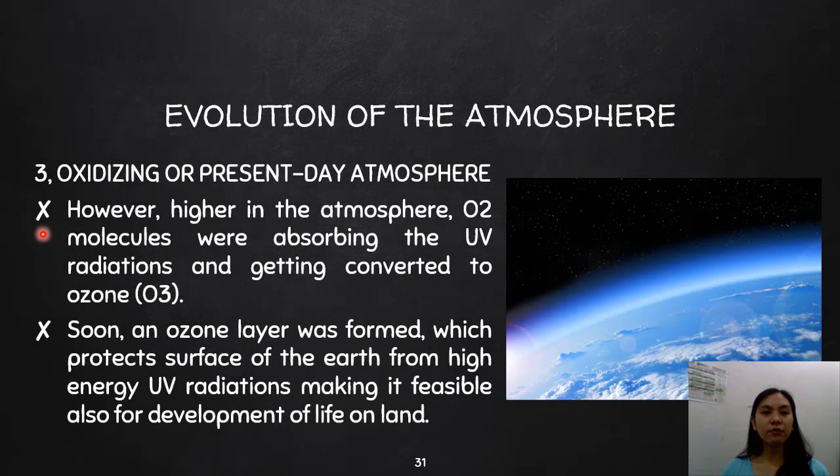So it says here, however, higher in the atmosphere, oxygen molecules were absorbing the UV radiation and getting converted to your ozone, or that's 3 atoms of your oxygen. So sa taas na, higher in the atmosphere, because of the absorption of your oxygen of the ultraviolet radiation, nako-convert siya into ozone, which is O3. And then soon enough, an ozone layer was formed which protects the surface of the earth from high energy UV radiation, making it feasible also for the development of life on land. Nung nagkaroon na tayo ng ozone layer, tsaka na po nag-develop yung life doon sa land part.